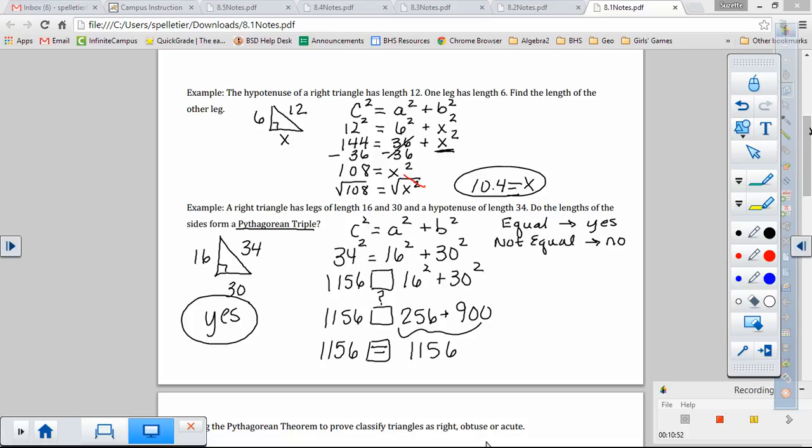So that is how to use the Pythagorean theorem and plug numbers into it to solve for a missing side of a right triangle, and how to determine if three given lengths are actually a Pythagorean triple or not. The next video is going to talk about how to classify right triangles using the Pythagorean theorem, and it's also going to help you to solve some word problems.